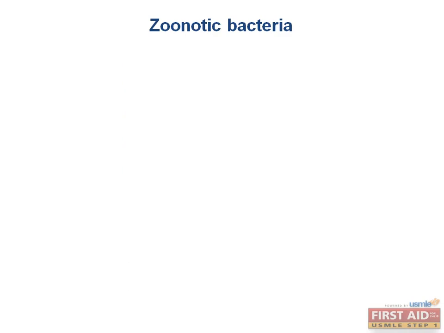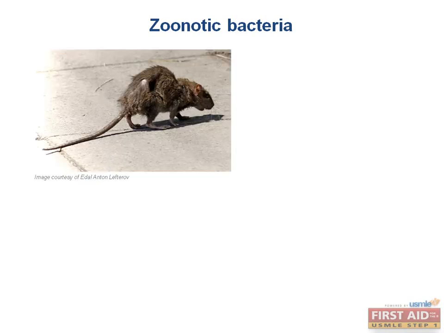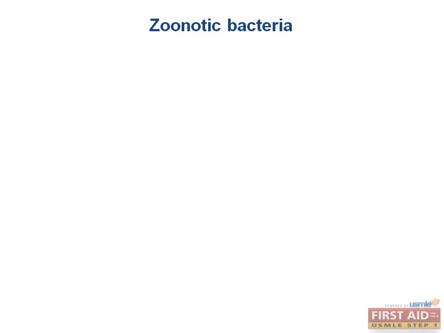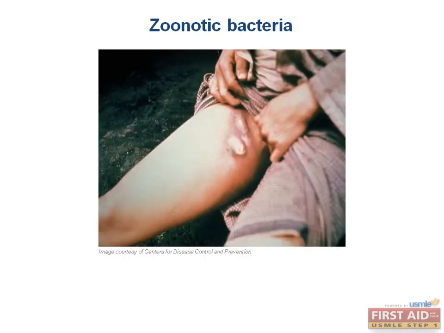Yersinia pestis is an organism important for historical reasons. It caused the plague or Black Death, which wiped out the population of Europe in the 1300s. It is carried by rodents and transmitted to humans via fleas. It can cause the bubonic plague, characterized by high fevers and buboes, which are erythematous, painful, swollen inguinal and axillary lymph nodes. You can see that here.